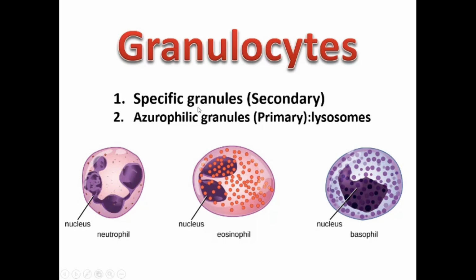These specific granules can be stained by an acidic dye, basic dye, or neutral dye. According to this staining, we can classify the granulocytes in 3 groups of cells: neutrophil, stained with a neutral dye; eosinophil, stained with an acidic dye; and basophil, stained with a basic dye.